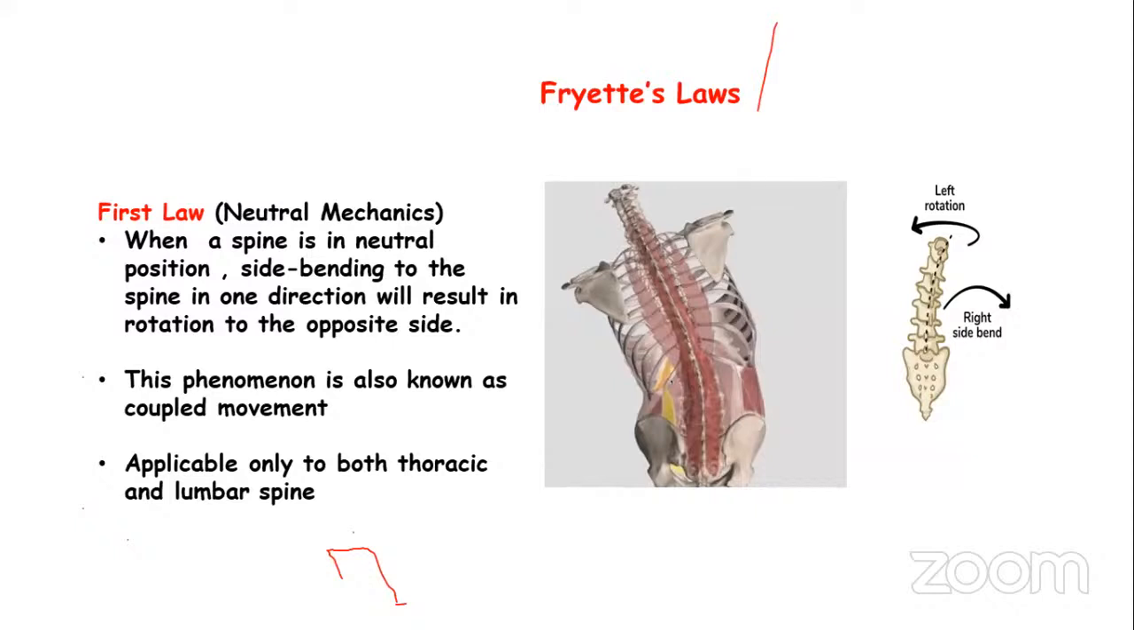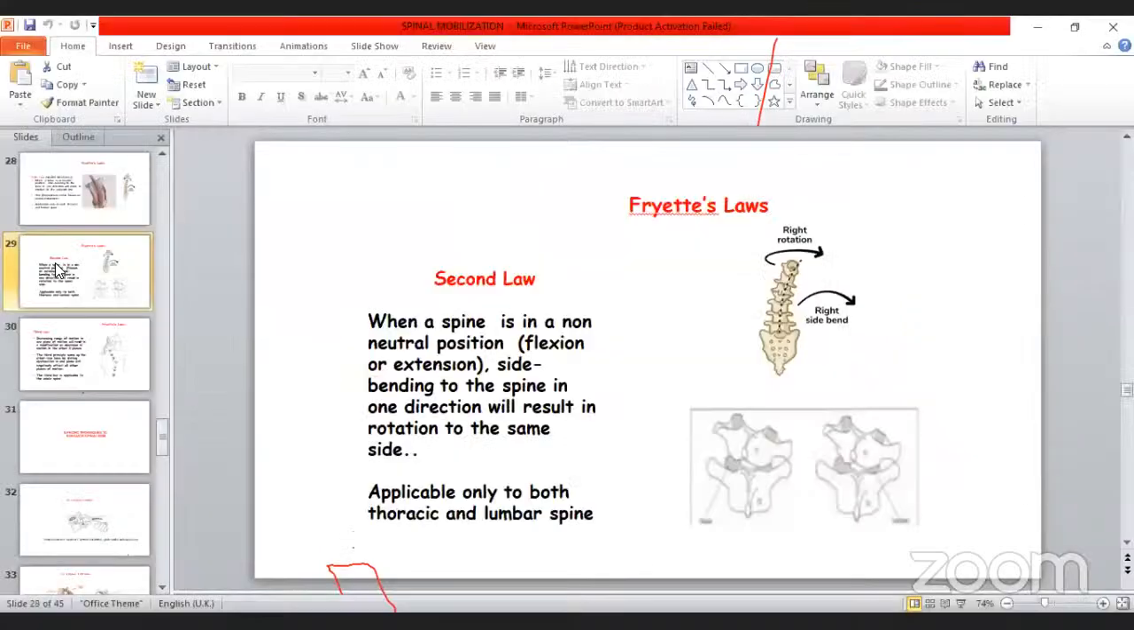Any manipulation or mobilization that you do that will result in left side bending of the spine will produce right side rotation. Or any mobilization or manipulation you do that will cause right side rotation will produce left side bending. So I want you to please take note of that, because we are still going to come back to it very shortly in our explanation. This is Fryette's first law. Fryette's second law is also very similar, but it's different.